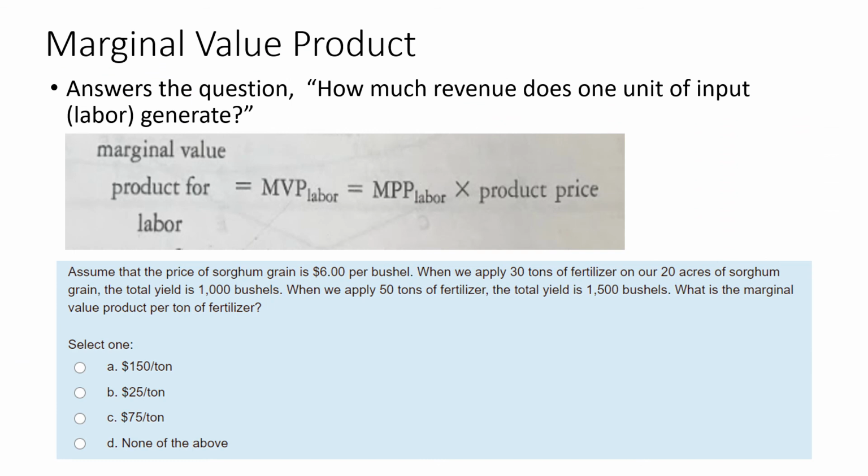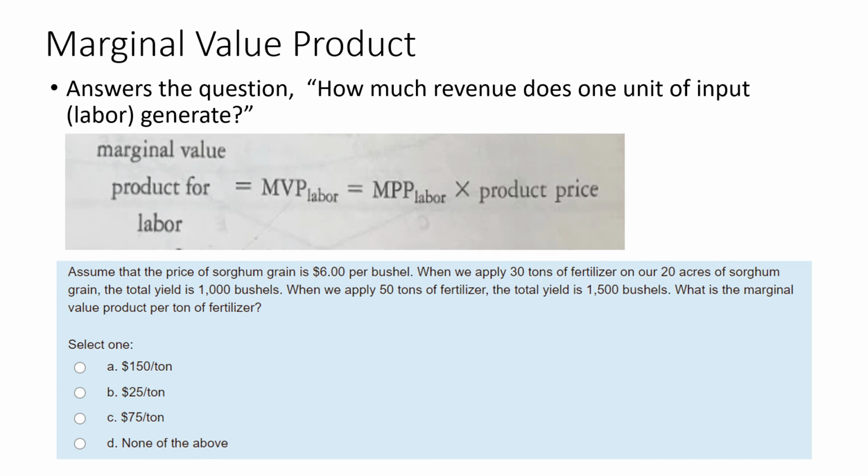Okay, so here's another question that we have. Assume that the price of sorghum is $6 per bushel. When we apply 30 tons of fertilizer on our 20 acres of sorghum, the total yield is 1,000 bushels. When we apply 50 tons of fertilizer, the total yield is 1,500 bushels. What's the marginal value product per ton of fertilizer?